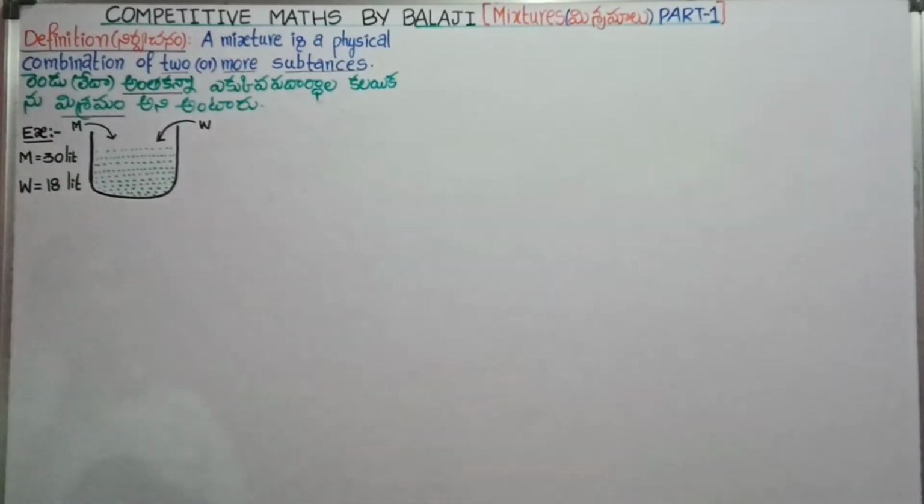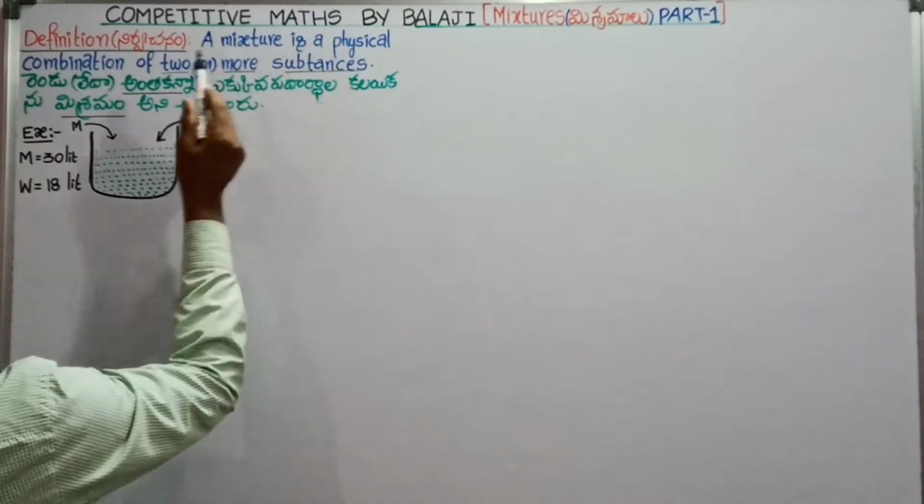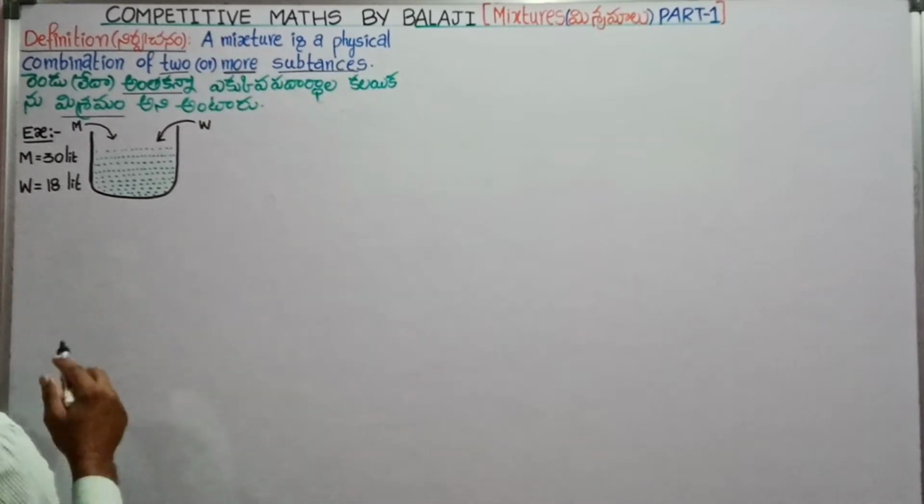Definition of mixture. A mixture is a physical combination of two or more substances.